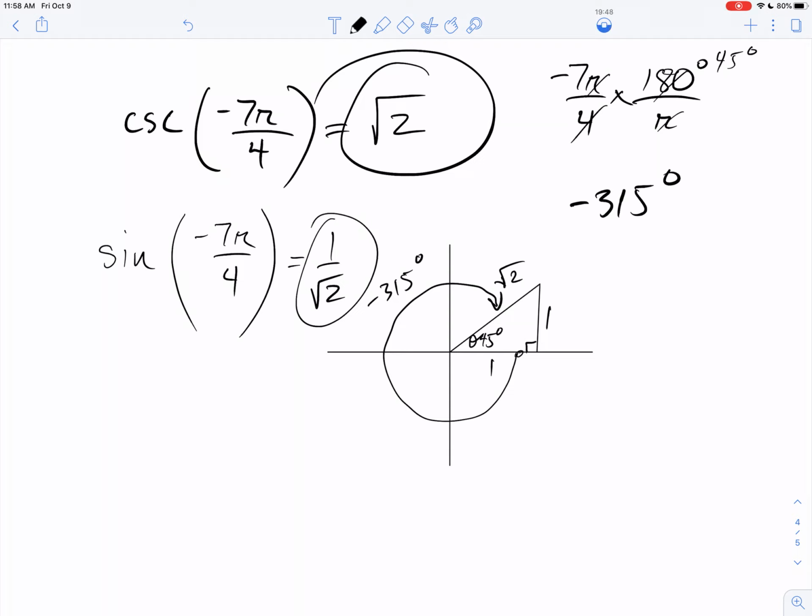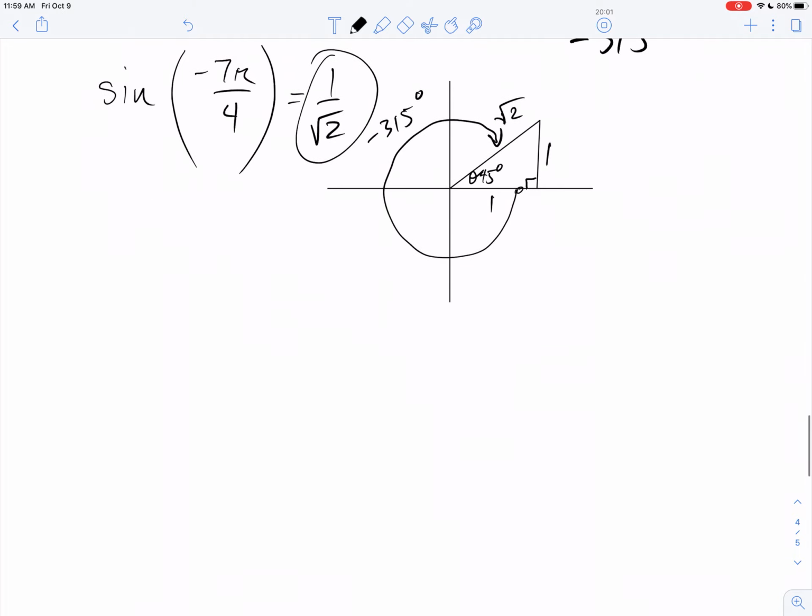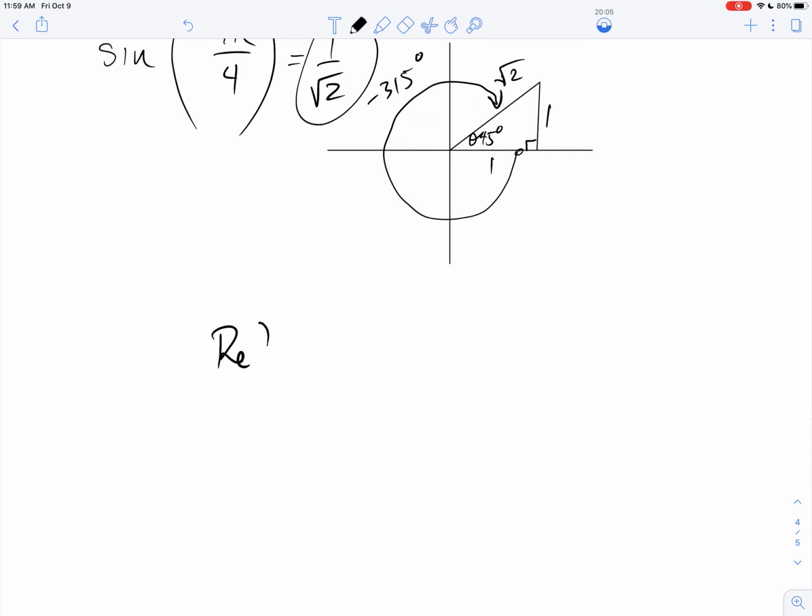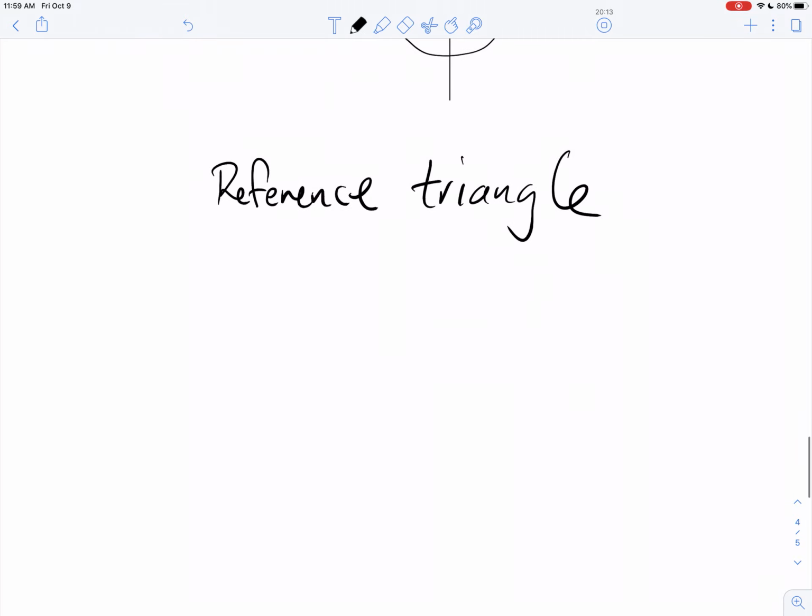Now, the one thing I want to make sure that you always understand, there are a couple truths about every single reference triangle in the world. Every single reference triangle, there are a couple things that are valid always. Number one, when you draw a reference triangle, it's either going to end up being on one of the axes, which means it's quadrantal. You can't draw a reference triangle. Or it's going to end up in one of the four quadrants.